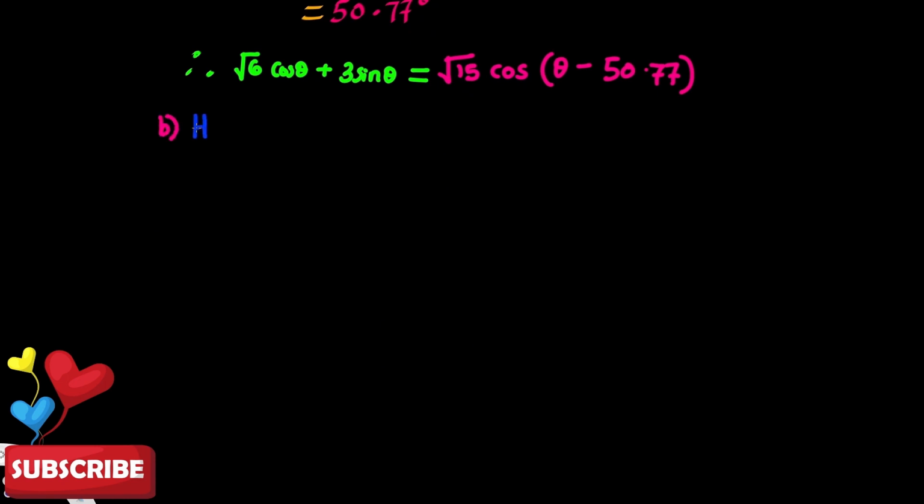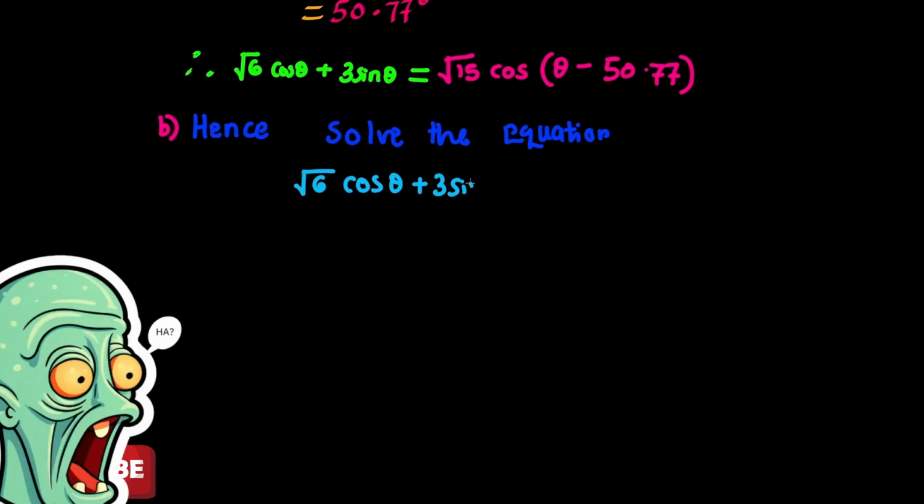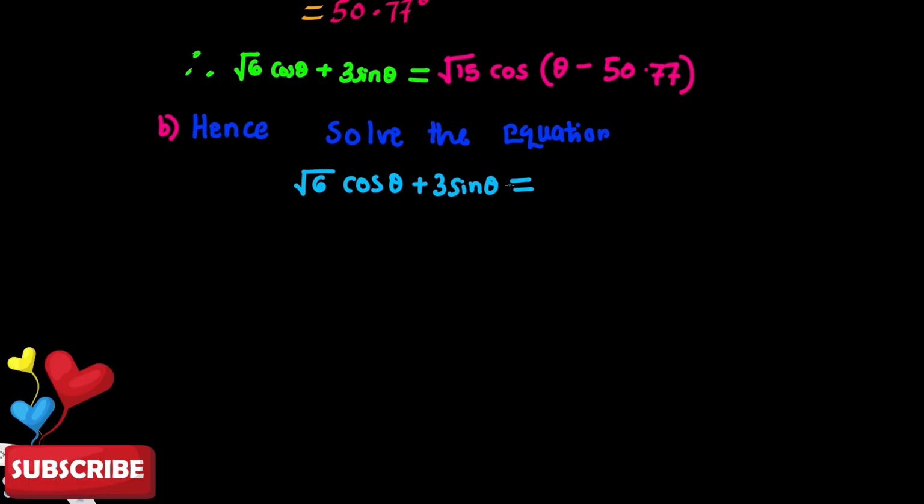There's part B here, hence you are supposed to use the part that you have obtained in order to solve this kind of an equation. So this is equivalent to 2.5. Let's say root 6 cos 1 over 3x plus 3 sin 1 over 3x equals 2.5. This is the equation that you are supposed to solve.